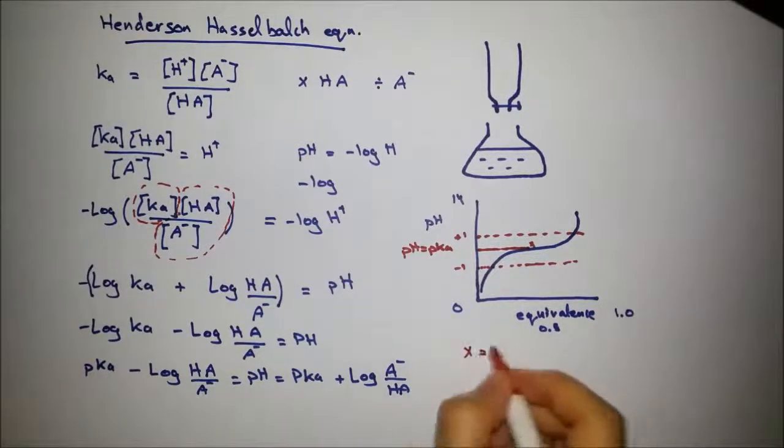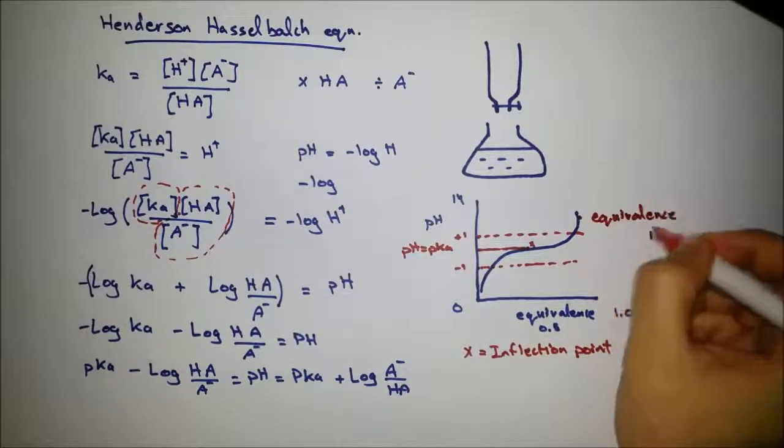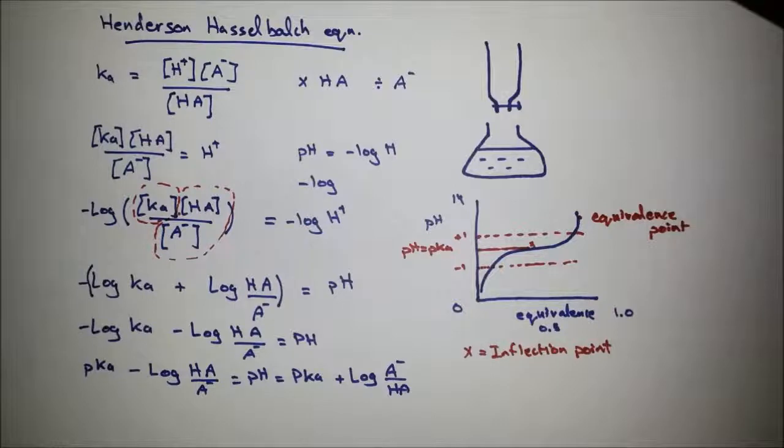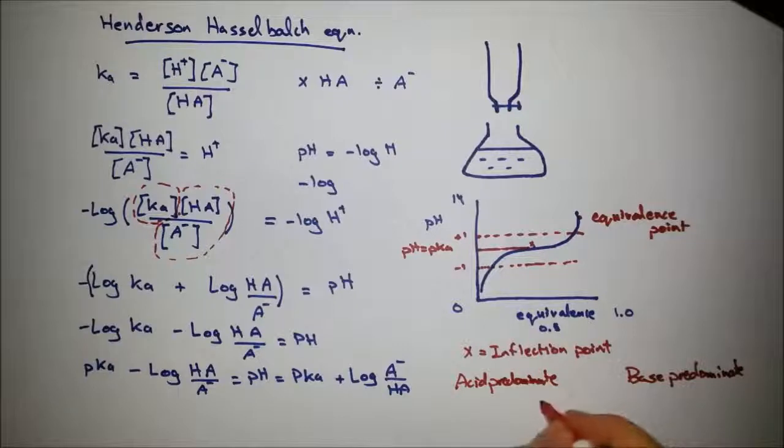The midpoint is called the inflection point, and the point at which the acid is completely neutralized is called the equivalence point. At the beginning of the process, the acid form is predominant, and as the titration proceeds, the conjugate base of the acid builds up and predominates at the end of the titration. At the inflection point, both forms are equal, and if we look at the Henderson equation, we will find that their ratio will be equal to 1, and log 1 is 0. That's why pH is equal to pKa.